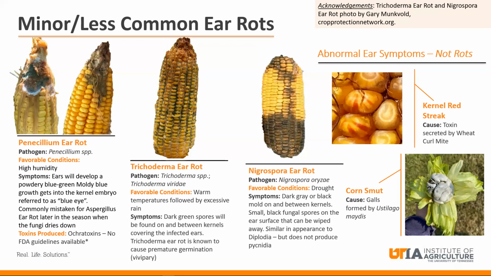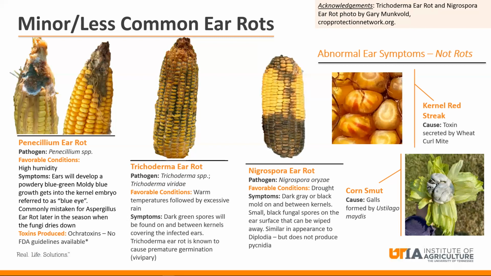And then Nigrospora ear rot, the pathogen is Nigrospora oryzae. Really brought on by drought conditions, and you can't really tell this disease until really late in the season. You get dark gray to black mold in between the kernels, and then you can get small black fungal spores on the ear surface. However, with this one, compared to the major ear rot we talked about, Diplodia, you can actually wipe these spores away from that surface. Once again, it's similar in appearance to Diplodia.